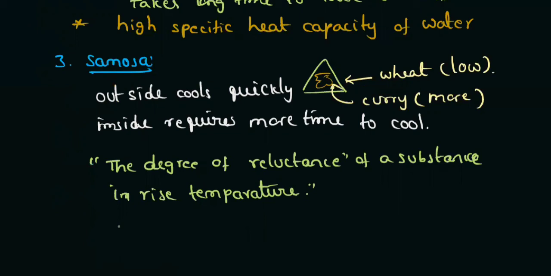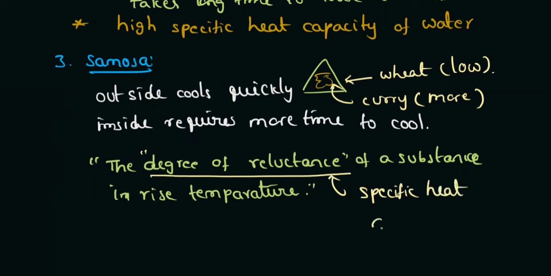If the degree of reluctance is more, the rise of temperature is going to take more time. If the degree of reluctance is very low, the rise of temperature is going to happen very quickly. That is the meaning of specific heat capacity. This degree of reluctance is the specific heat capacity.